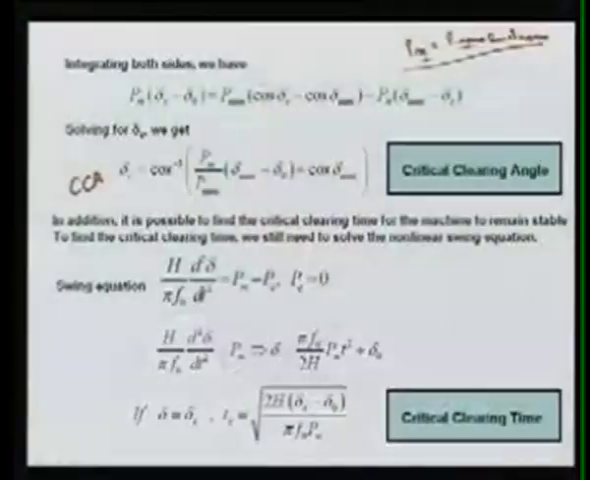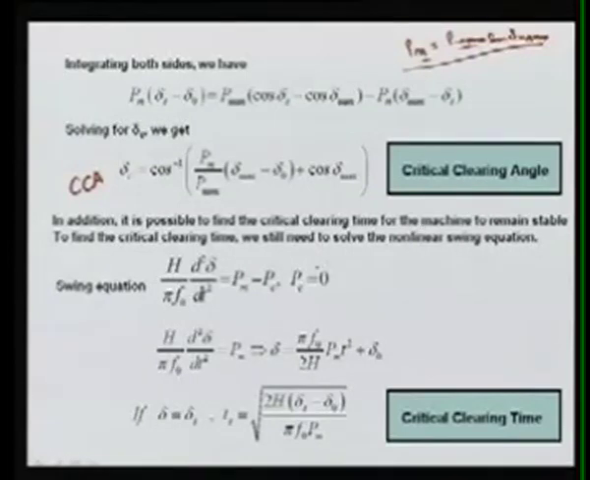Means if your fault is cleared before this angle, your system will be stable, and if it is cleared after this, your system will be unstable. In addition, it is possible to find the critical clearing time, because angle is very difficult to say what is the angle and also to measure. So time is very important, means at what time your fault is cleared, and that is called your critical clearing time, and that can be calculated again by using the swing equation.